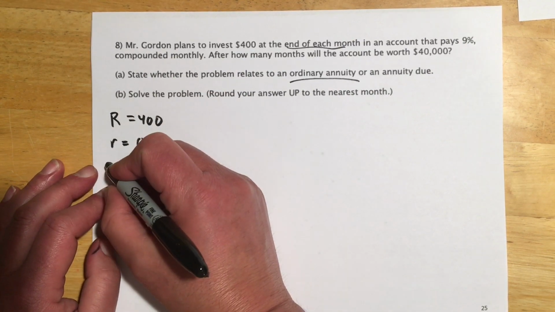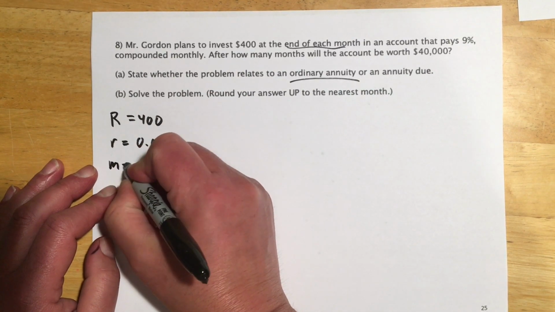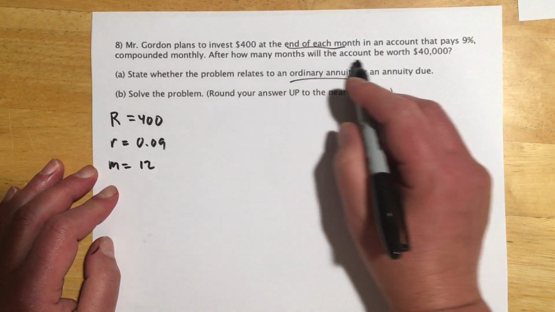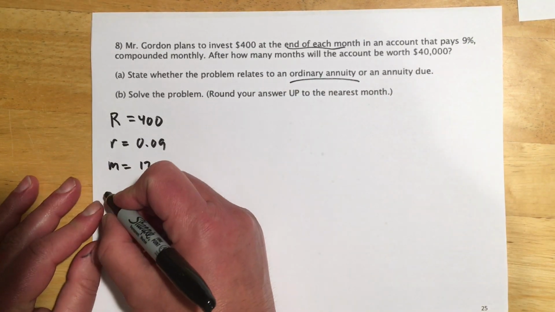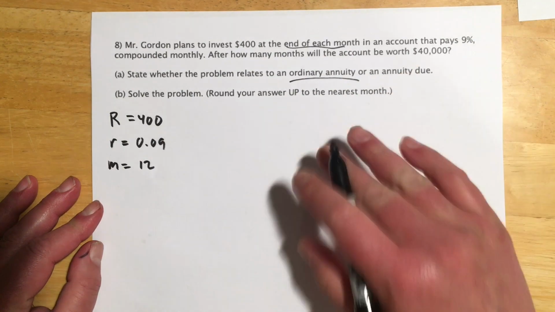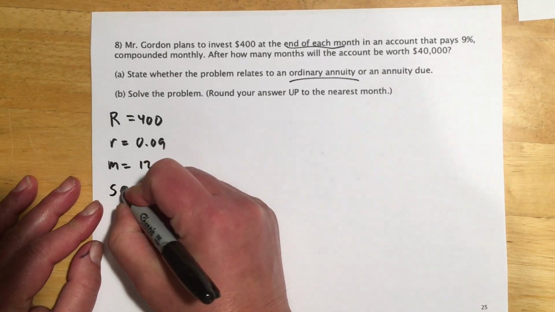Compounded monthly, so that makes M 12. After how many months will the account be worth 40,000? So that's a future value, because that's how much money we're going to have in the future.